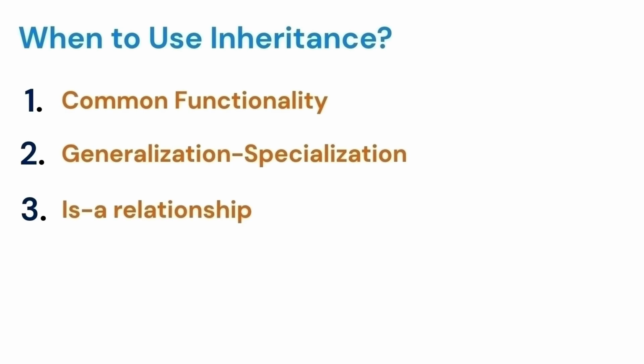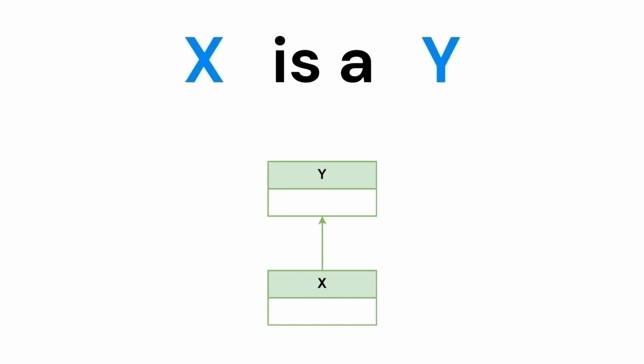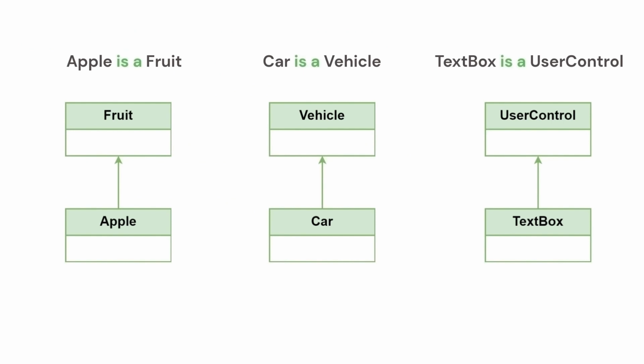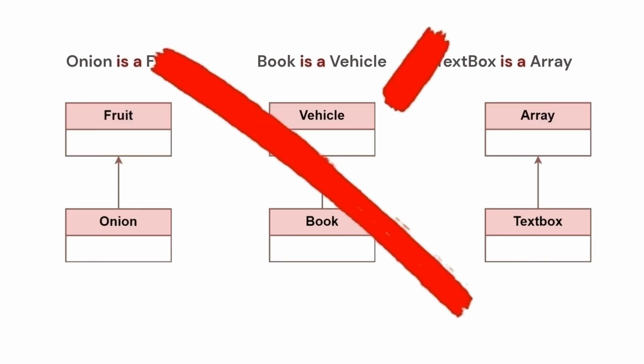Is-a relationship. Another criterion for deciding inheritance is the is-a relationship. X is a Y. If this statement holds true between two classes, it means there is an is-a relationship between them, and inheritance can be applied. For example, apple is a fruit, car is a vehicle, text box is a user control. Since these statements are true, inheritance can be applied here. On the other hand, onion is a fruit, book is a vehicle, text box is an array. Since these statements aren't true, there is no is-a relationship between them, and hence inheritance cannot be applied.